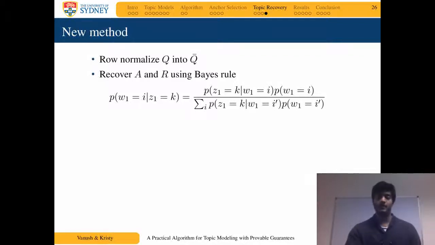The authors first normalize the word-word co-occurrence matrix as we just described. They then compute A and R using Bayes' rule.